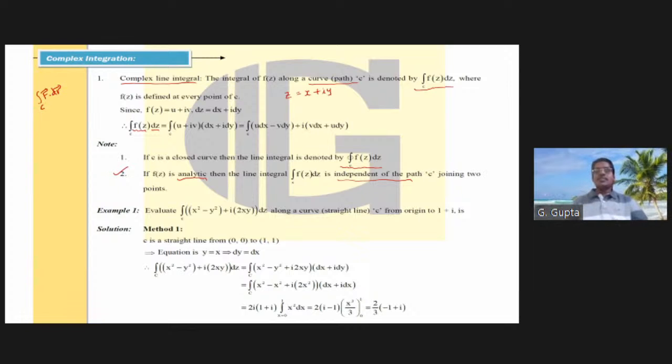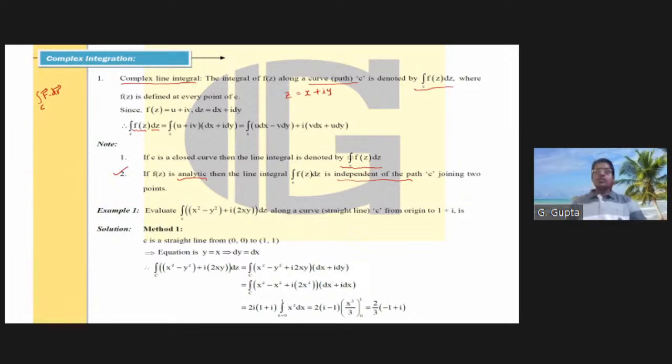When the curve equation is not given or the curve name is not given, then how do you integrate? First, you check whether this function is analytic or not. If it is analytic, then take any path between the two joining points A and B, then integrate as usual, just like real variable techniques.